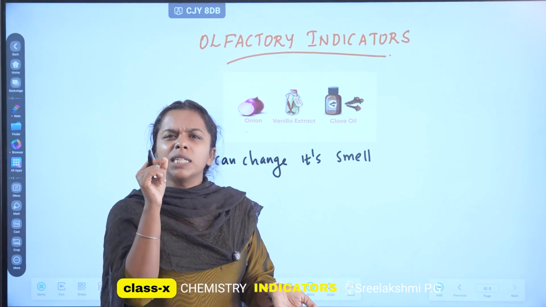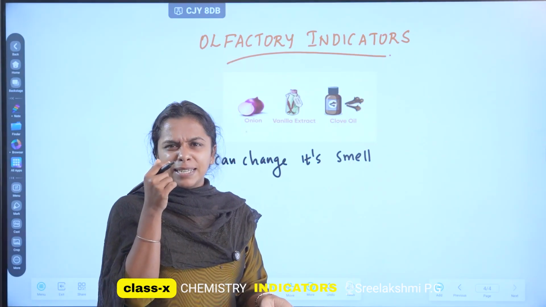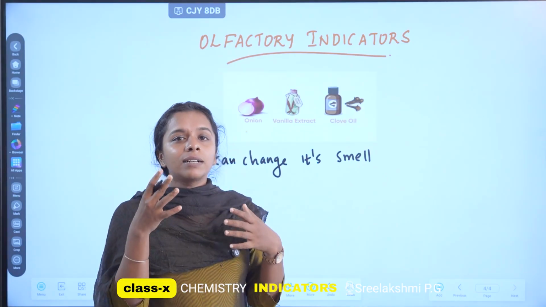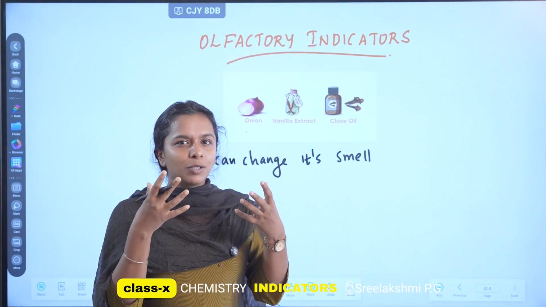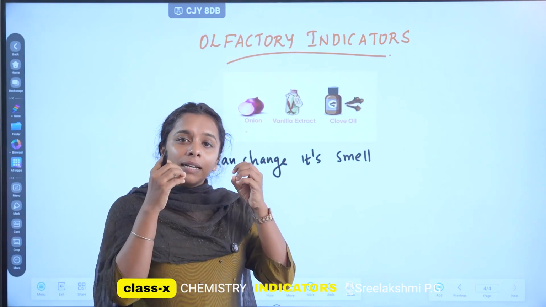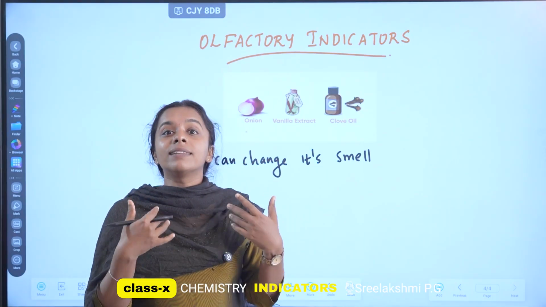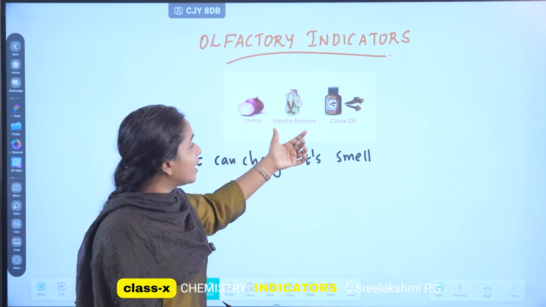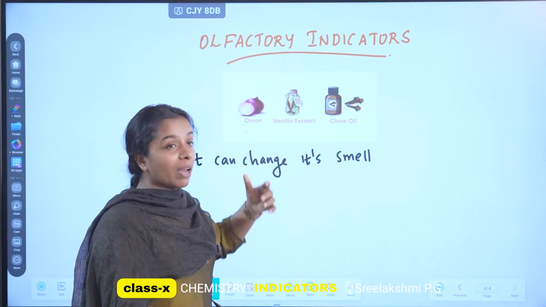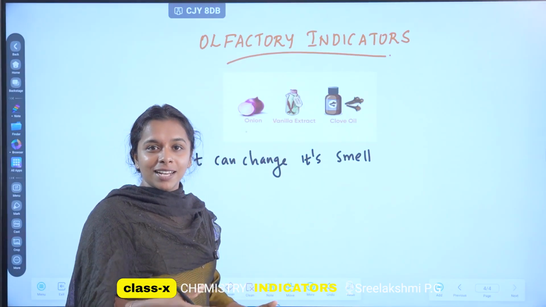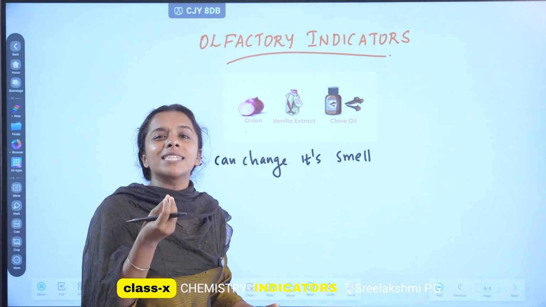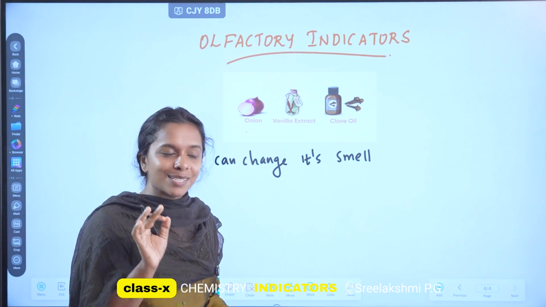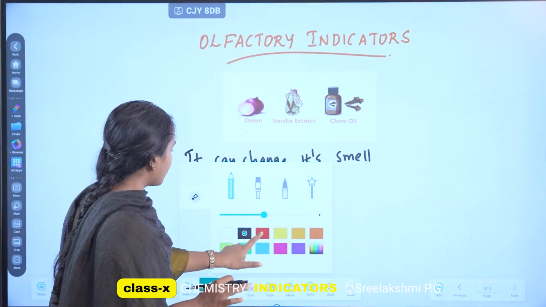Have you ever smelled the onion? It has that irritating smell. It is due to the sulfurous substance present in the onion. But if you add base, you won't get that smell. The reason is base will destroy the smell of onion, vanilla extract and clove. We use vanilla for cake preparation and all, right? So this vanilla will give a very pleasant smell. But in presence of base, it will destroy its smell. So we can write that.